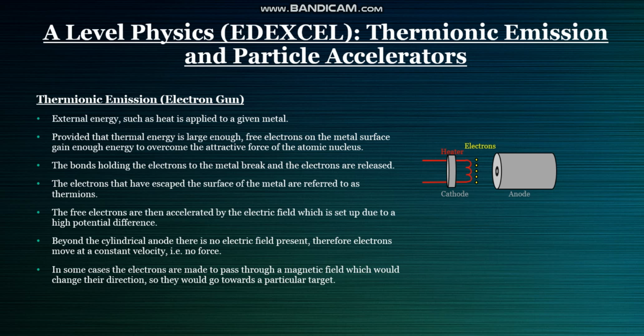And these free electrons are then accelerated by electric fields, which is set up due to a high potential difference. So these electrons would continue to move with a certain velocity towards the cylindrical anode. And beyond the cylindrical anode, since there is no electric field present, because there is no potential difference, these electrons would continue to move at a constant velocity because they experience no force. And it's important to note that in some cases, the electrons are made to pass through magnetic fields which would change their direction, so they would go towards a particular target.